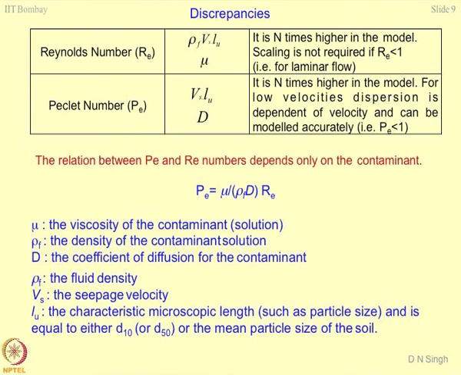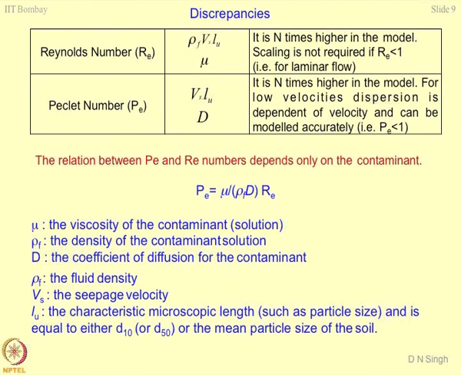So, if you just substitute these terms and derive the equation, you will find that PE equals mu divided by rho f into d into RE. Now, this becomes a coefficient which relates Reynolds number with Peclet number. Again, I will repeat, Reynolds number is the number which controls seepage or the flow in a porous system, and Peclet number is the number which regulates transportation of contaminants from one point to another point.